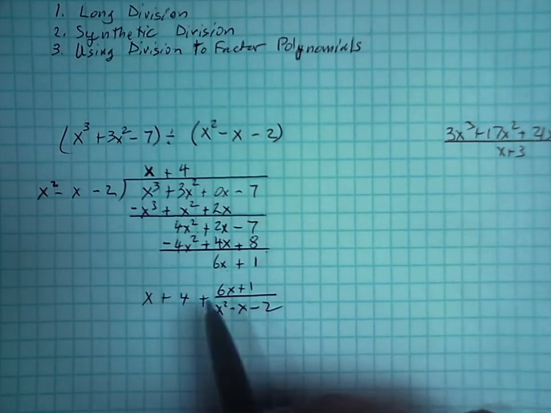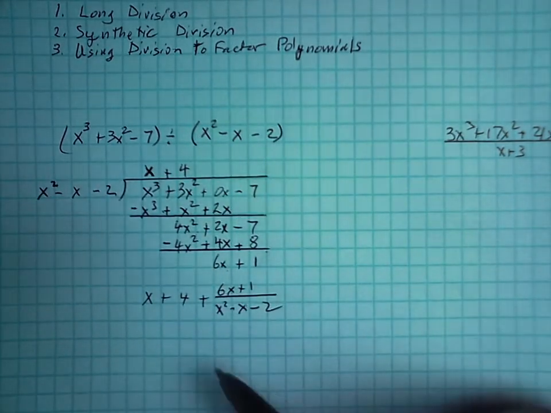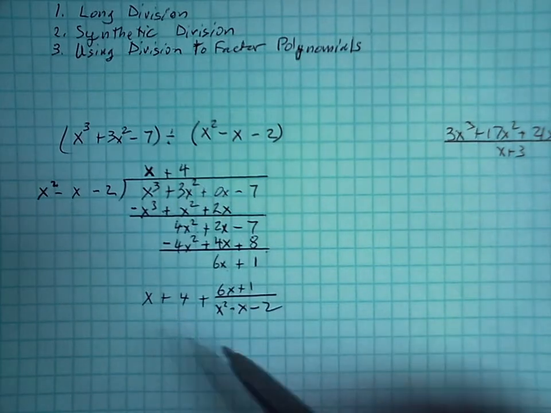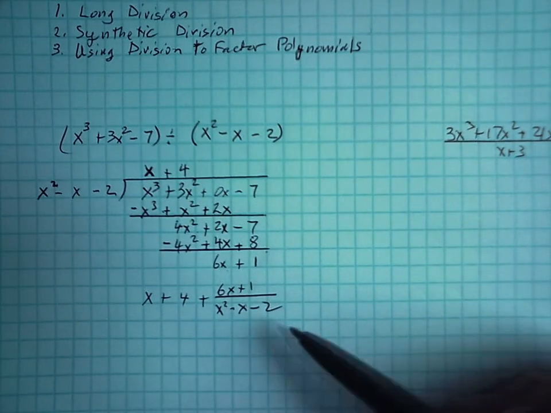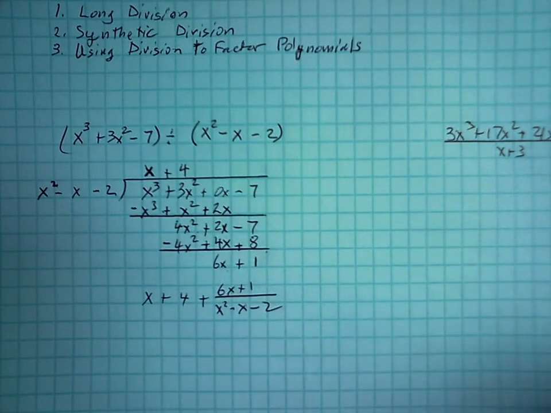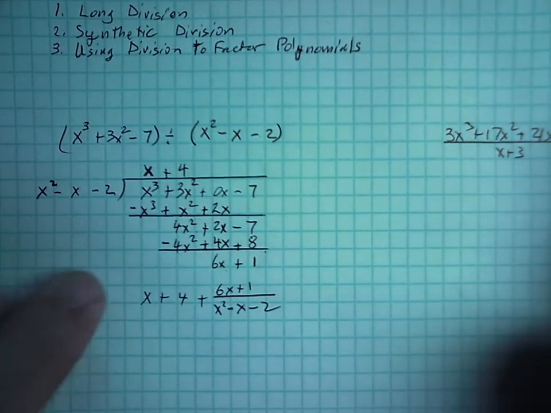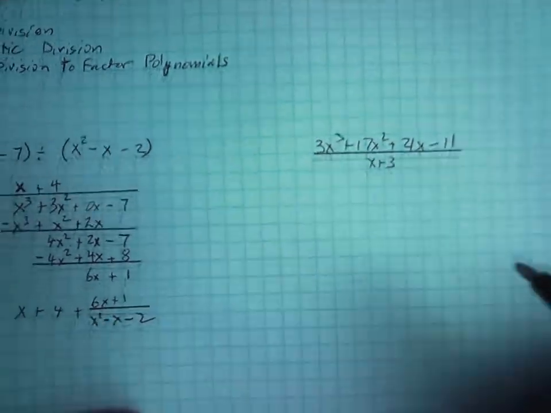So this is the correct answer for this division problem. X plus 4 is the quotient, but it doesn't divide evenly. There's a remainder, 6x plus 1. That's long division, which, like I said, is mostly the same as with numbers. I mentioned a couple of differences.